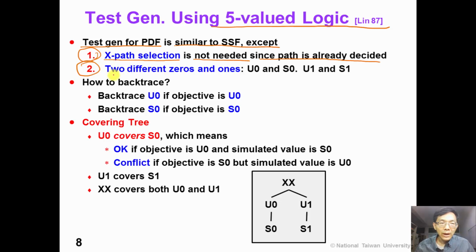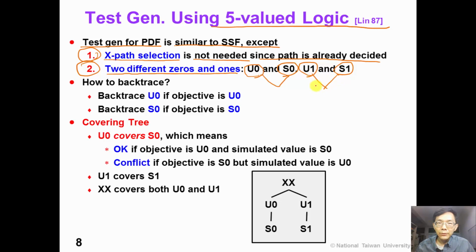Number 2, there are actually two different zeros and two different ones for path delay faults. In the 5-value logic, we have U0 and S0. We have U1 and S1.